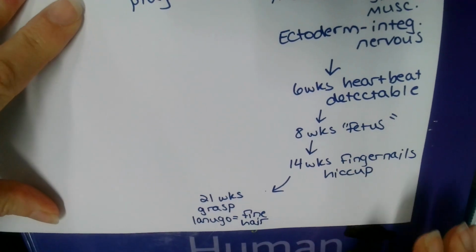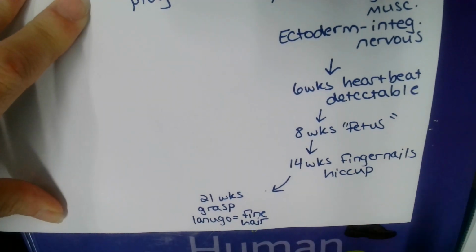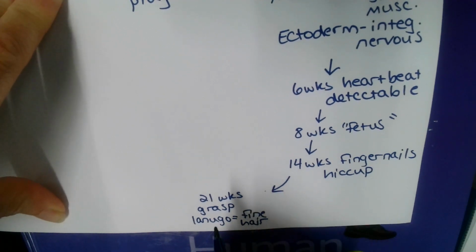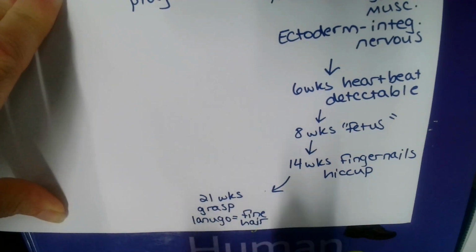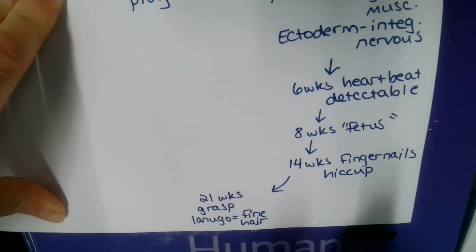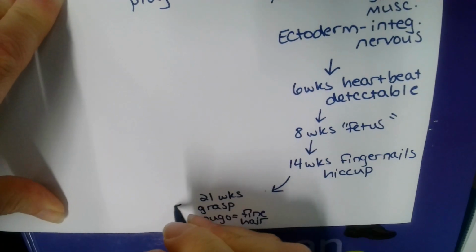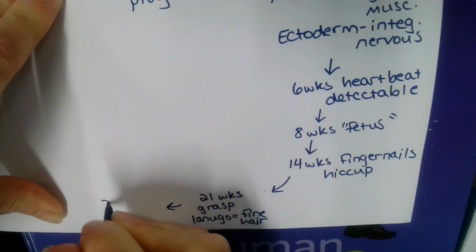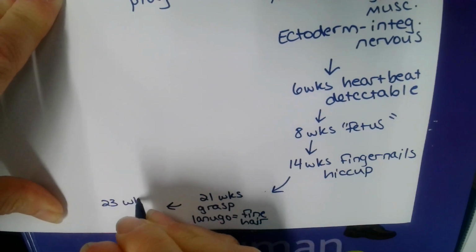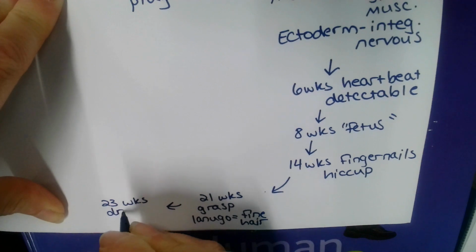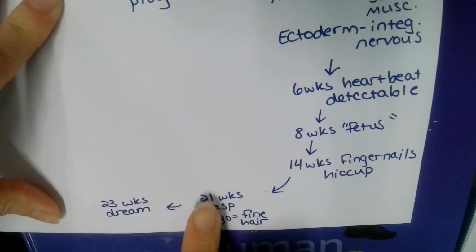The lanugo typically falls off pretty quickly after birth, but it is going to do important work protecting the baby until then. The big milestone at 23 weeks is that the fetus can dream. So it's going to have that REM sleep.